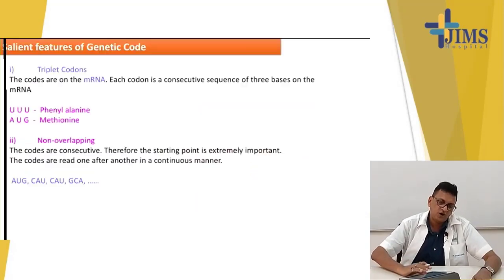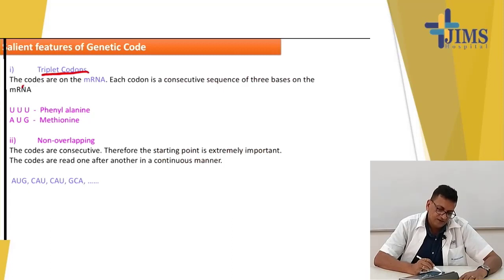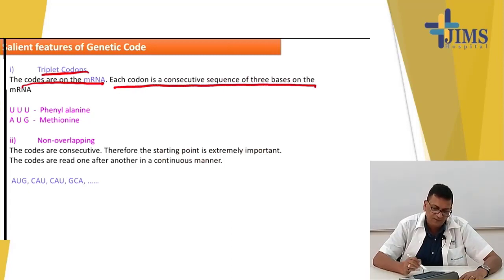So first we talk about triplet codons. In triplet codons what happens? These codons are mRNA codons. Each codon is a consecutive sequence of 3 bases on the mRNA. UUU coding for phenylalanine, AUG coding for methionine. Okay? So these triplet codons are specific.